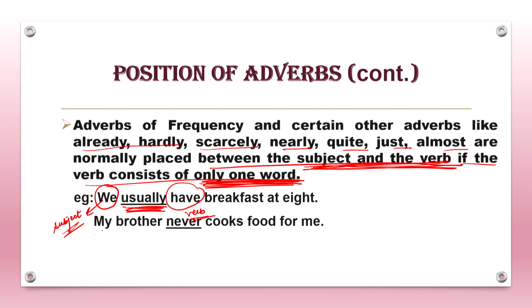Now, next sentence, my brother. So, my brother is your subject. My brother never cooks. Now, cooks is your verb. So, where will we place the adverb of frequency? My brother never cooks food for me. So, it will come before the verb. Hence, the sentence would be: my brother never cooks food for me.